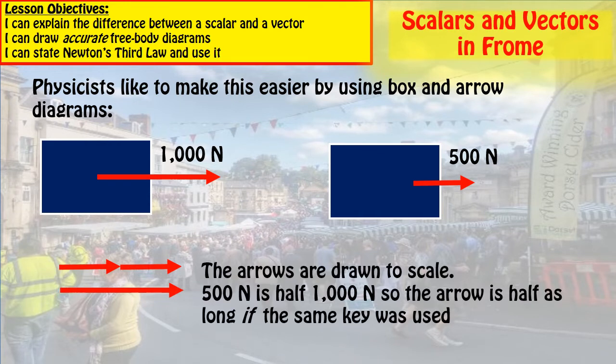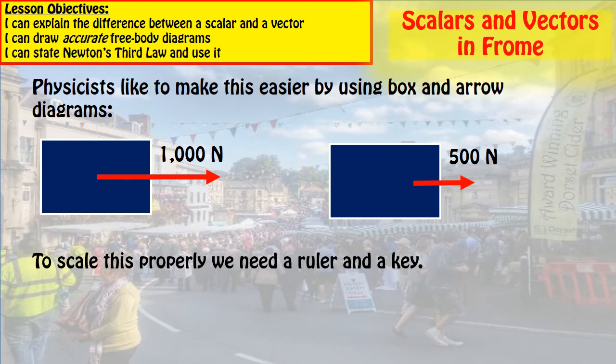So the arrows here are always drawn to scale, and it'll be a good habit, and you'll get lots of practice of drawing these arrows to scale. And you can see the one on the left is 1,000 newtons pointing to the right, and the one on the right is 500 newtons also pointing to the right. 500 newtons is half of 1,000 newtons, so the arrow is half as long. And that's assuming we've used the same key for both.